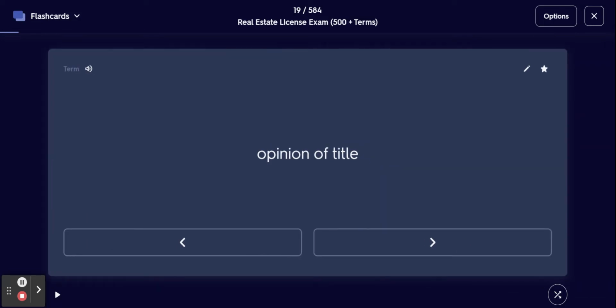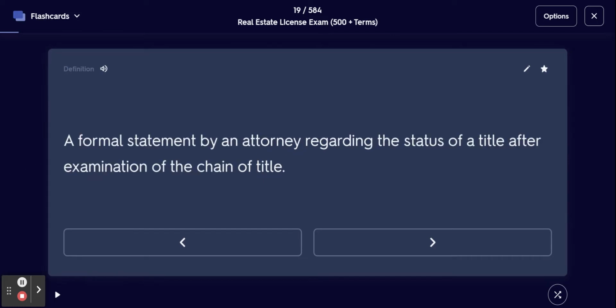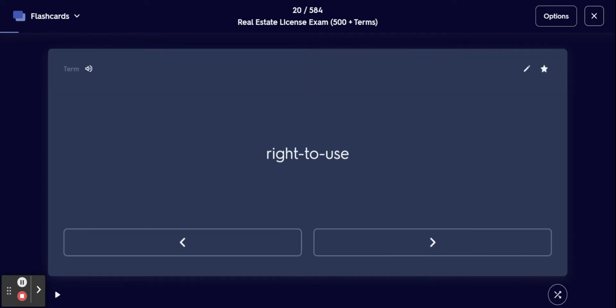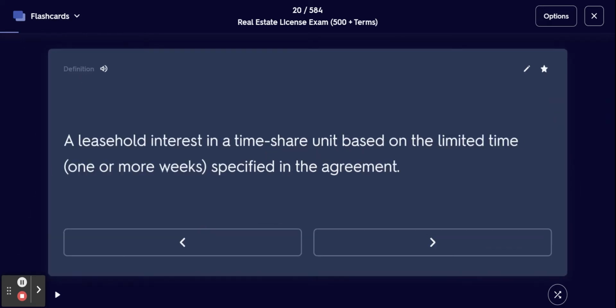Opinion of title. A formal statement by an attorney regarding the status of a title after examination of the chain of title. Right to use. A leasehold interest in a timeshare unit based on the limited time specified in the agreement.